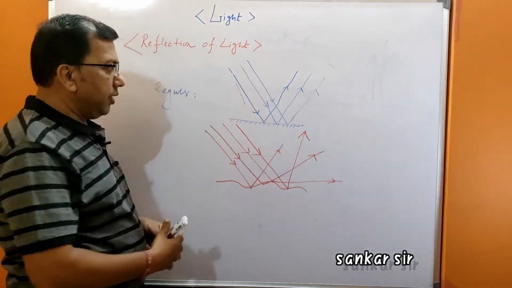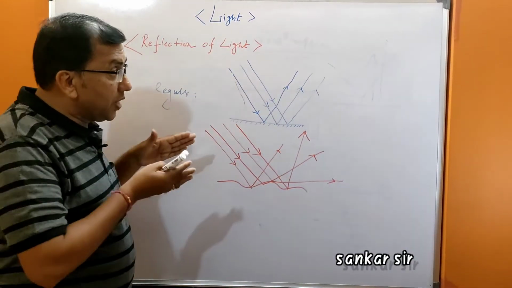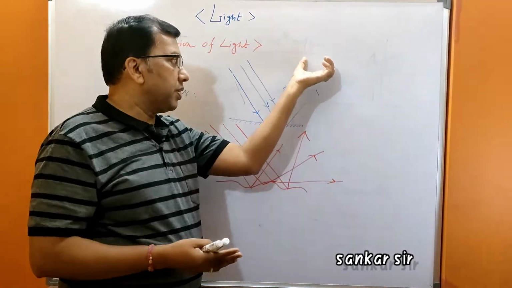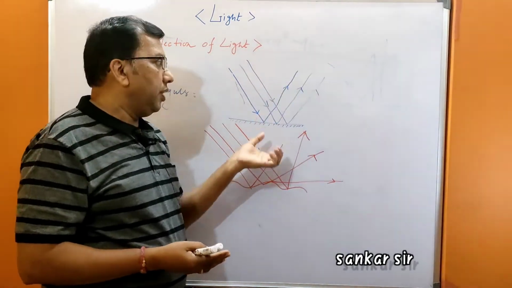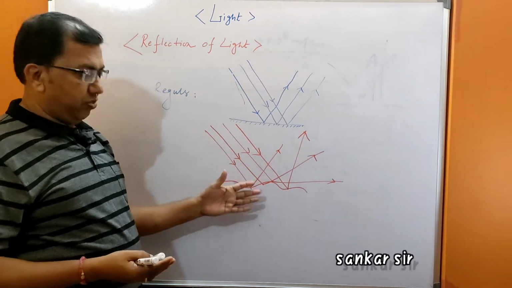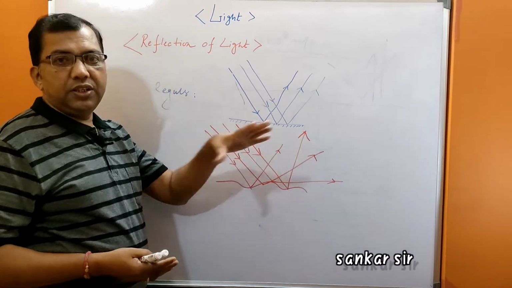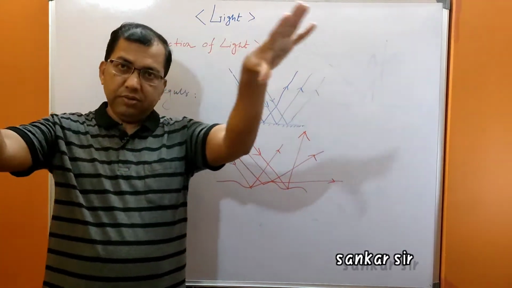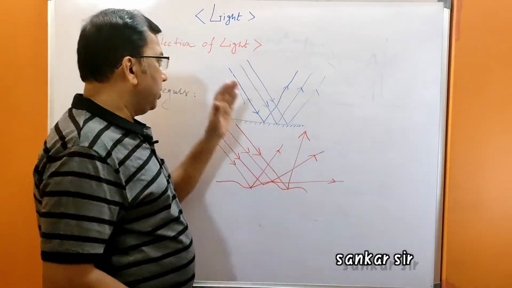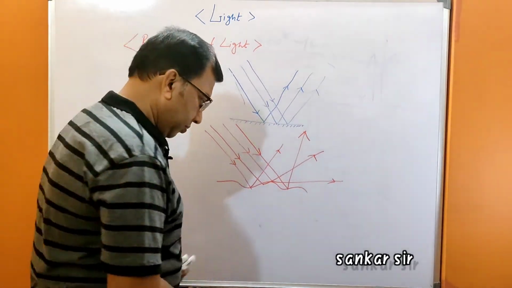But in the case of regular reflection, light returns in a particular direction, so only a particular person can see the object. But in the case of diffuse or irregular reflection, everybody can see the objects from different positions. Okay? So this is regular reflection, this is irregular reflection.